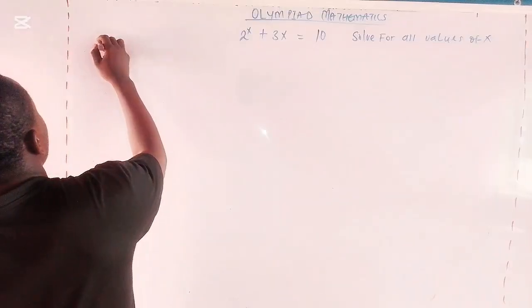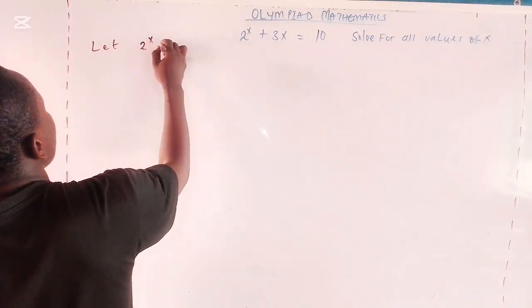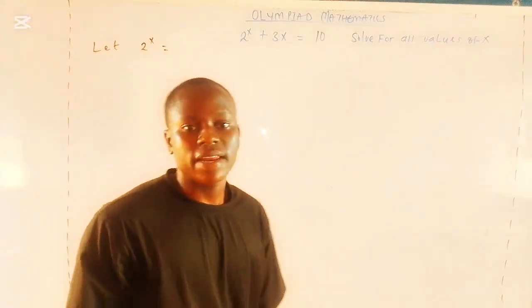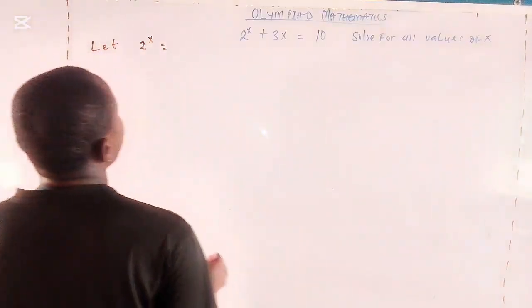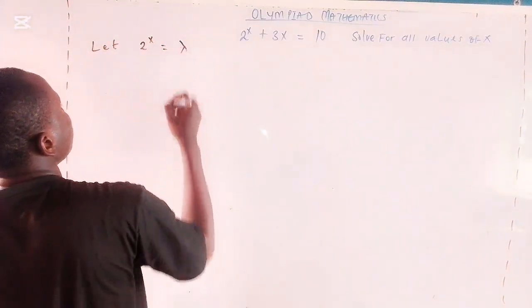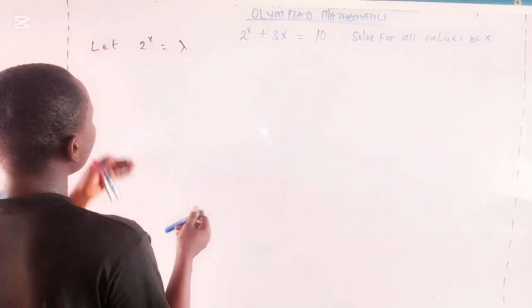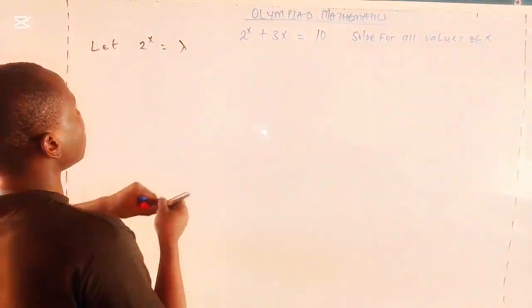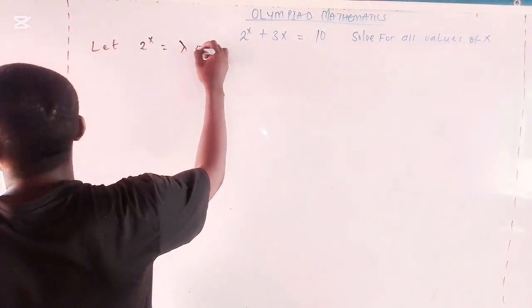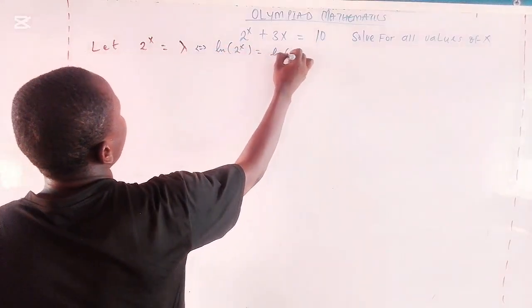What kind of substitution are we making here? Let 2 raised to the power of x be equal to any letter or variable you want to make use of. Alright, so let's use lambda. So let 2 raised to the power of x be equal to lambda. If 2 raised to the power of x is equal to lambda, we have to make x the subject of the formula. And how do we do that? We have to take the natural log of both sides. So we have natural log of 2 raised to the power of x is equal to natural log of lambda.